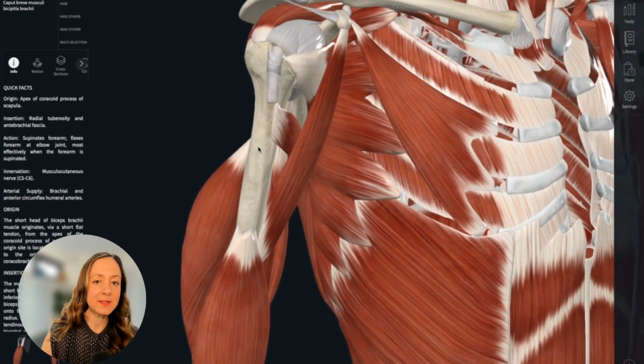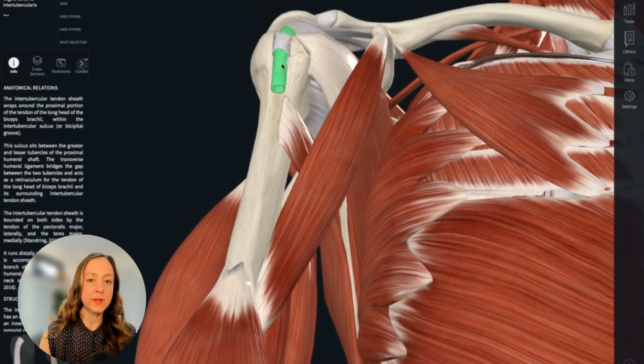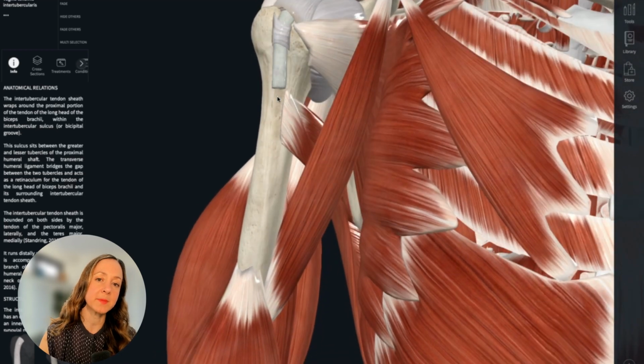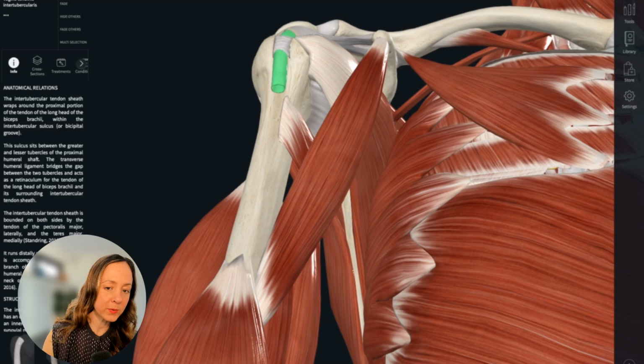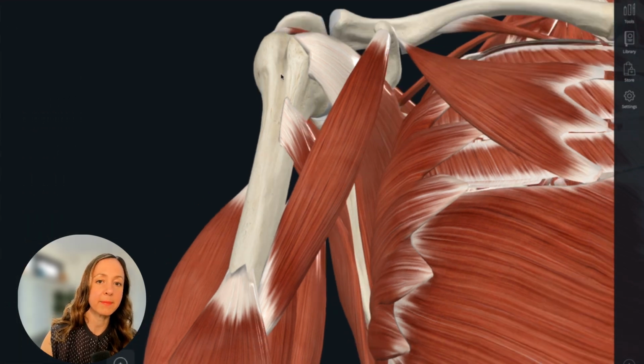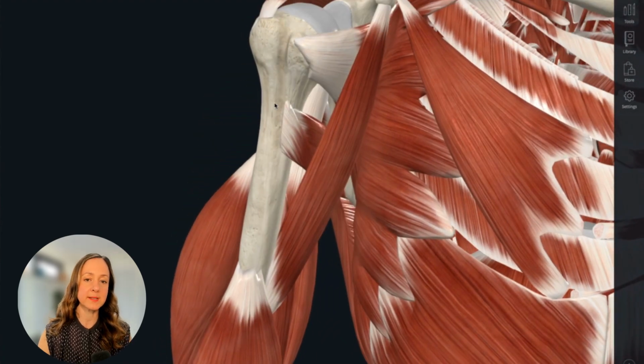But it's really handy here that the system has left in situ this intertubercular tendon sheath of the biceps tendon. So when we move through and remove that layer of connective tissue, we'll start to see there is a groove there, that bicipital groove, a landmark in the humerus.